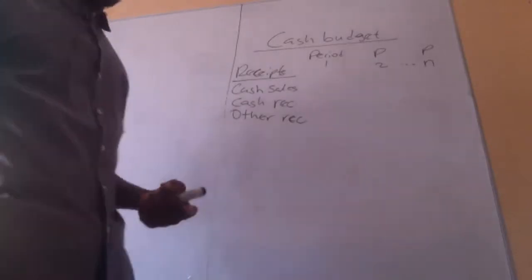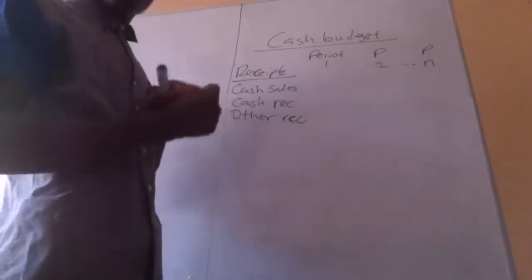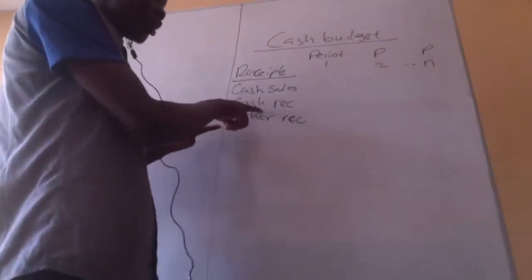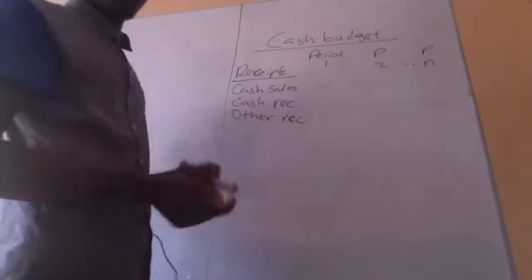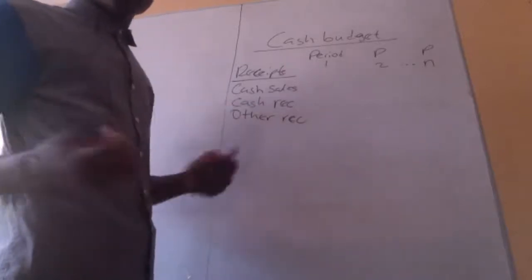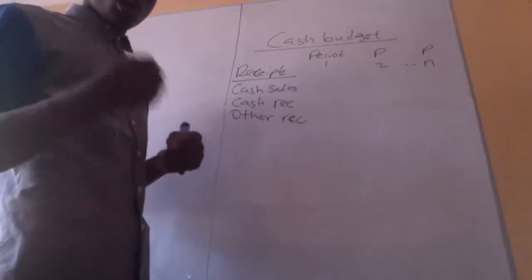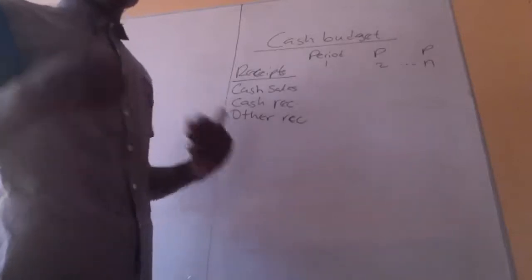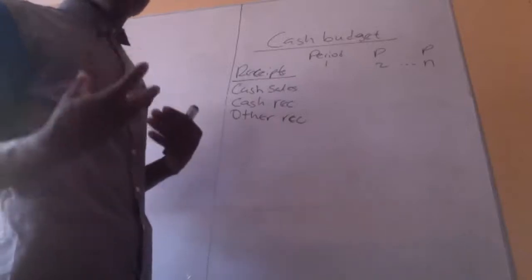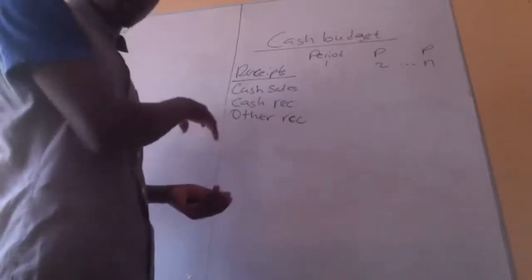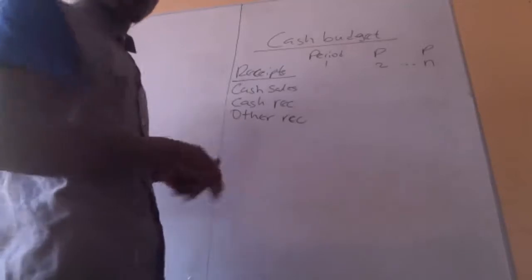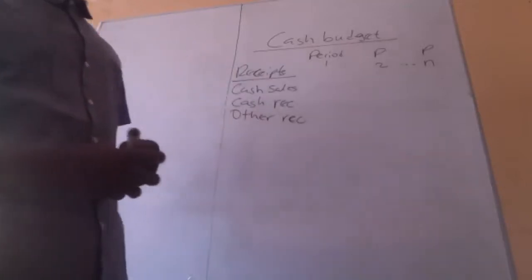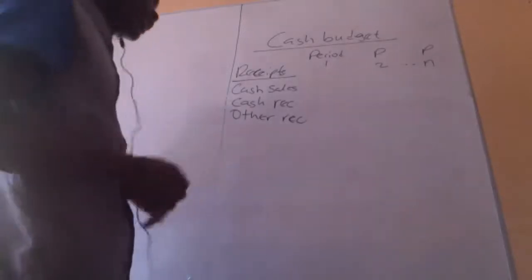So for example, loan, they can go for a loan. It's a receipt, but it's not from customers, or it's not from sales. Dividend received, interest received, or proceeds from sale of PPE. Anytime you sell your PPE, the proceeds are also other receipts. So you add it to it. Dividend, interest, and any other form of receipt.